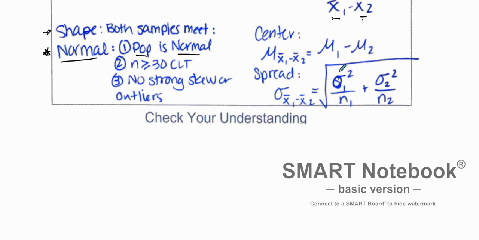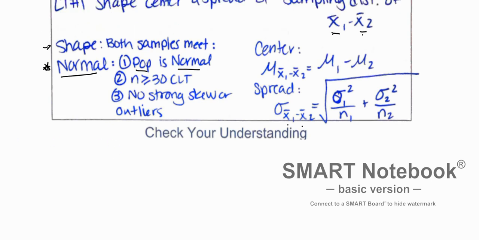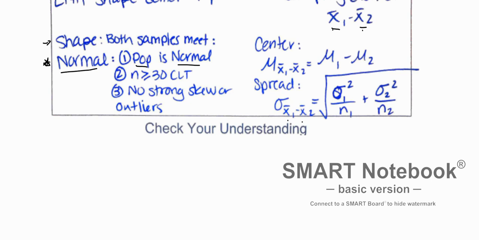The spread: use the variance. You take the variance of the first sample over n plus the variance of the second sample over n, and then take the square root. Make sure you find the variances, because we always add the variances when we add or subtract different means or different distributions. So with that, let's go through a quick little example.